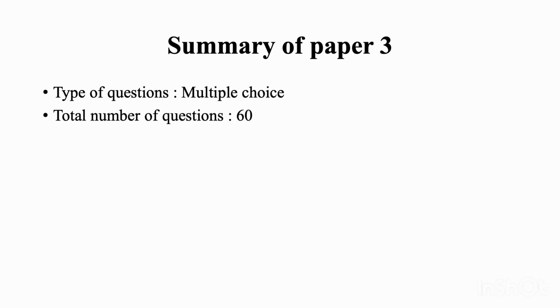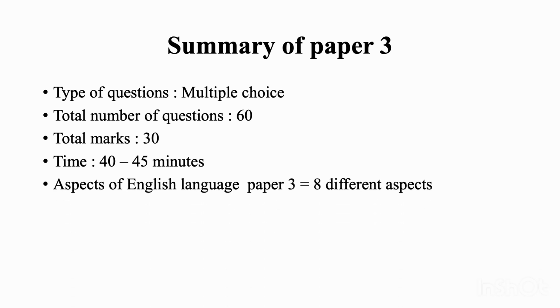Now we are going to look at the summary of what paper 3 is about, that is the focus. The type of questions that are usually asked are the multiple choice. The total number of questions are 60. And it is called over 30, meaning each question carries half a mark. The time varies, but it's usually between 40 minutes to 45 minutes. And the aspects of the English language paper are actually 8. That is, there are 8 in all.